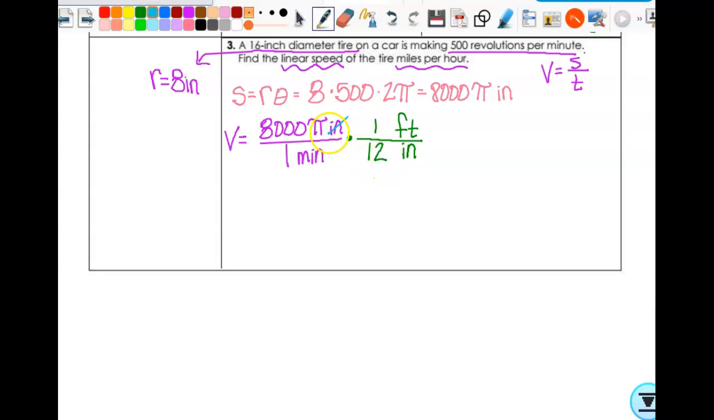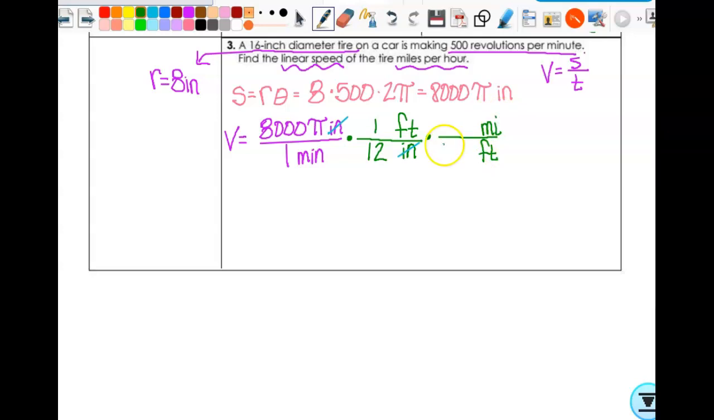When I do that, the inches cancel out, and now what I have is feet per minute. But I don't want that. I want miles per hour, so I'm going to continue with the feet. Then I'm going to multiply. I'm going to put feet in the denominator, miles in the numerator. How many feet are in a mile?